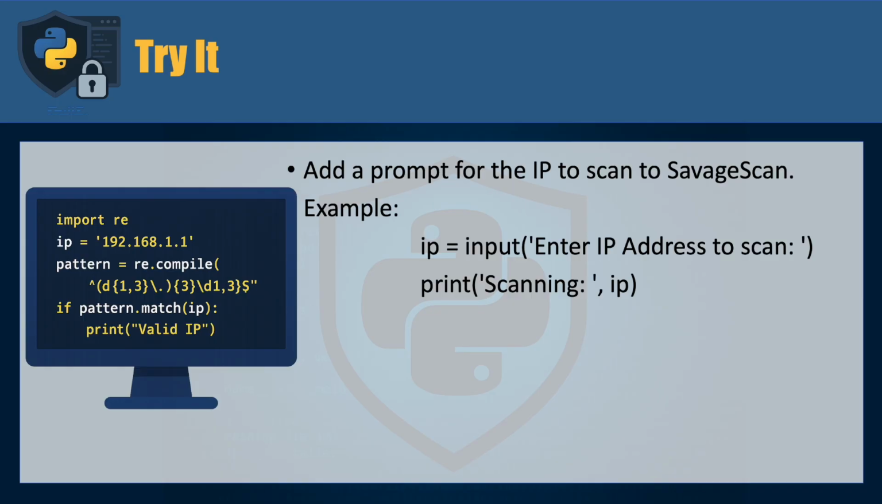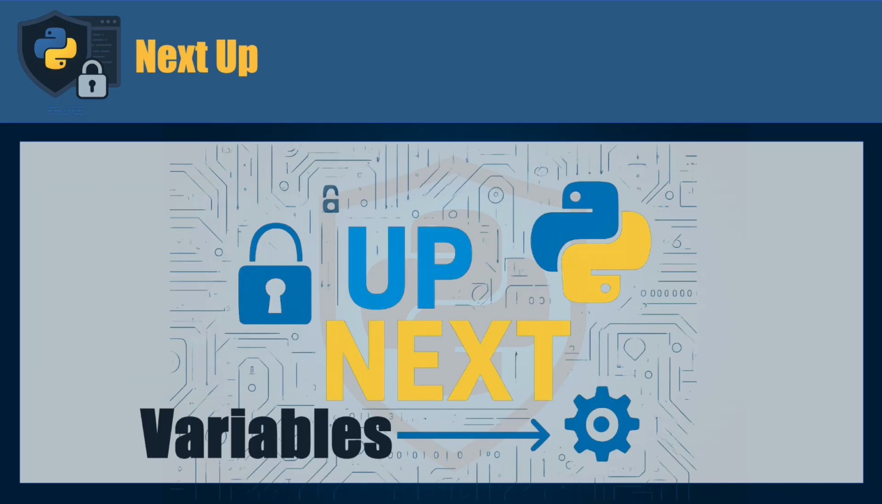Add the prompt to your Savage Scan utility so that you're prompting for the IP address to scan, and then print scanning that IP address. In the next lecture, after we review the application of the concept we just learned to Savage Scan, we'll cover variables.